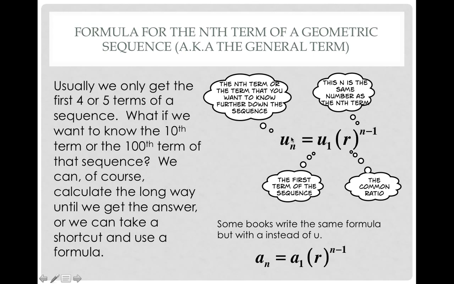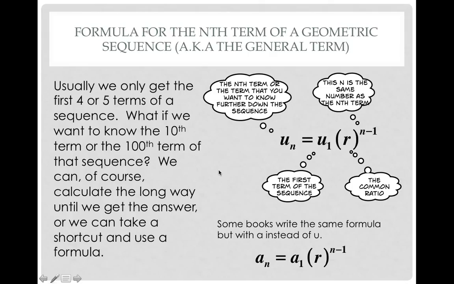Okay, so there are a couple ways that this is written depending on what book you're using. We will use this notation more commonly, but you'll also see it like this. Again, this is the nth term. This is the first term, the common ratio, and it's to the n minus 1 power. And that's our formula. We're going to use this formula to solve all of our geometric sequence problems.